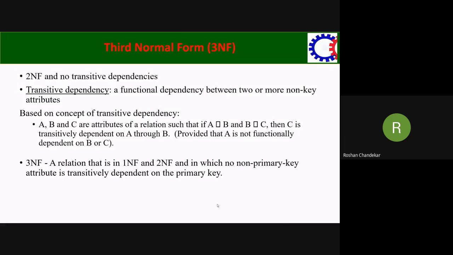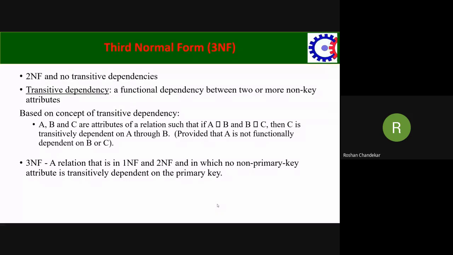So a transitive dependency is a functional dependency between two or more non-key attributes. Keep it in mind, non-key attributes. We are not using any primary key. We are not using any candidate key. Okay, what is transitive dependency? A functional dependency between two or more non-key attributes. Non-key attributes should be there.